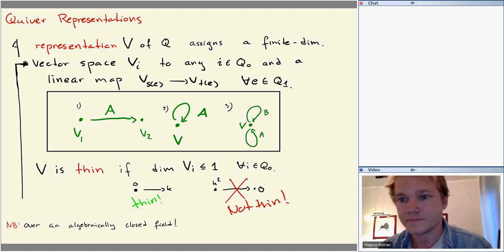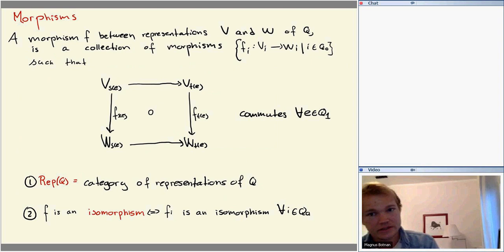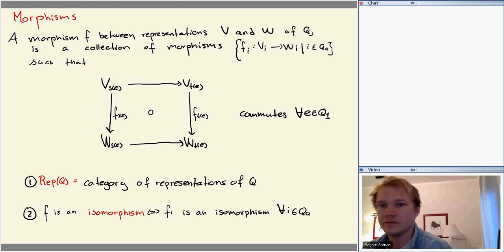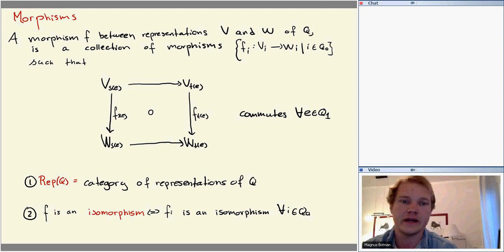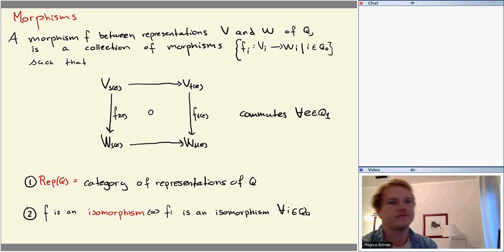If you have two such representations of a quiver, we can talk about a morphism between these two representations. So an F from V to W is just a collection of linear maps F_i to W_i for every vertex, such that the following diagram commutes. And the diagram is just this diagram for every edge. If you take any edge, going along V and then mapping to W is the same as first mapping to W and then going along the edge inside of W. So this is standard. And this will be a category, the category of representations of Q, rep Q.